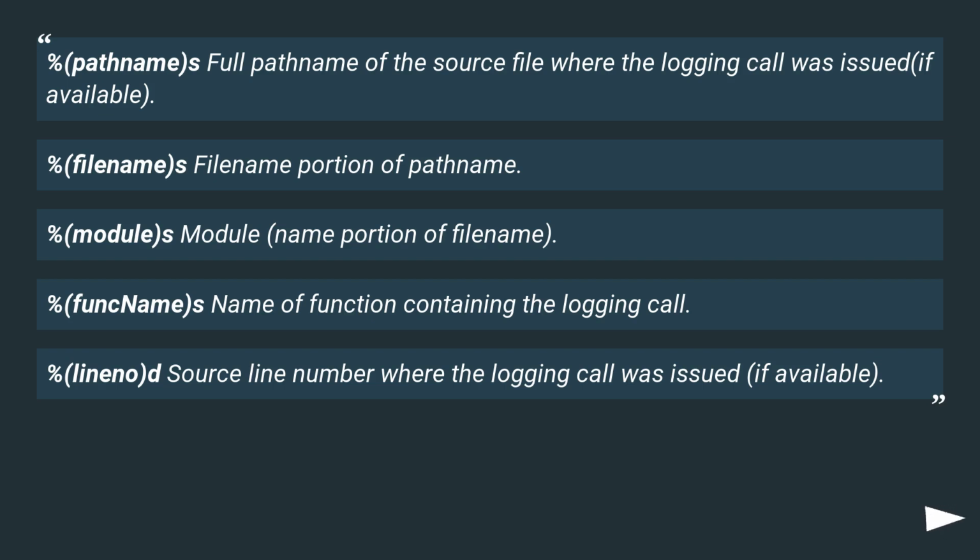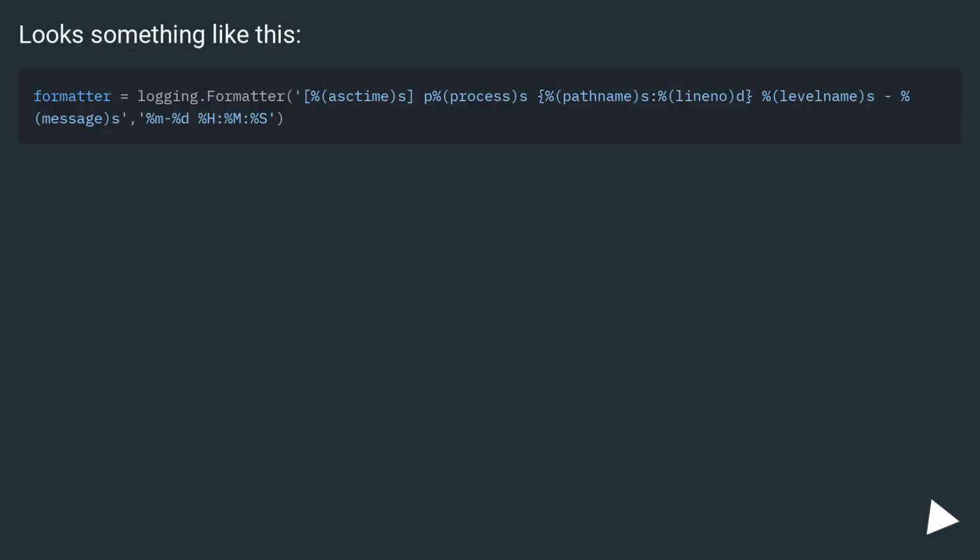%(module)s: module name portion of filename. %(funcName)s: name of function containing the logging call. %(lineno)d: source line number where the logging call was issued, if available. Looks something like this.